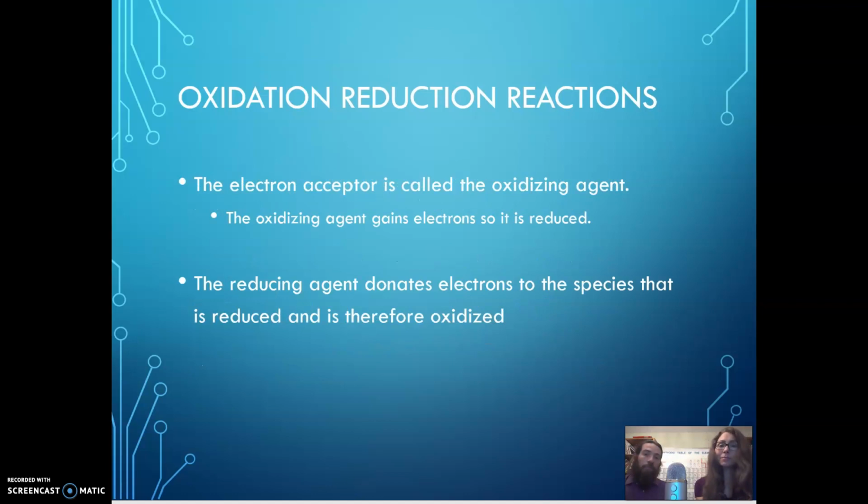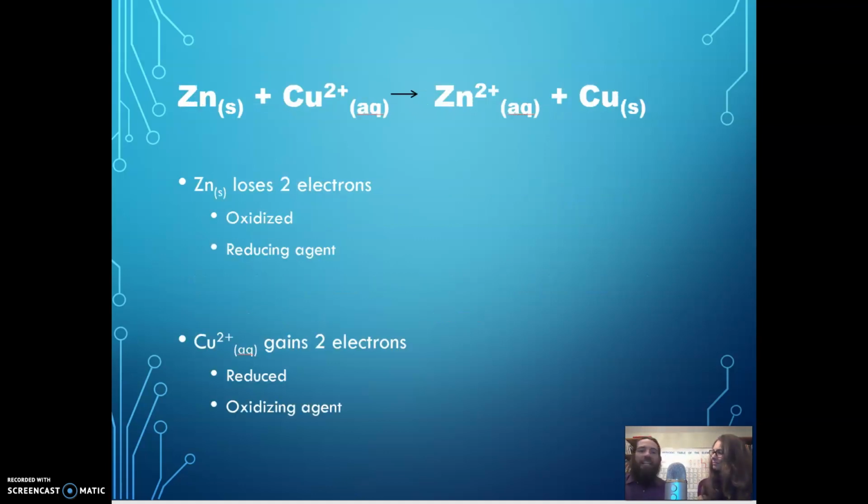So the electron acceptor, again, is reduced, right? But we call it the oxidizing agent. So it's the agent of change. Whatever that agent does, it does to something else. So if it's the oxidizing agent, then it itself is reduced. Sorry about that, we didn't make up the rules. It is a little bit confusing, but the reducing agent donates the electrons to the species that is reduced and is therefore itself oxidized. Well, let's try to clean that up a little bit with an example.